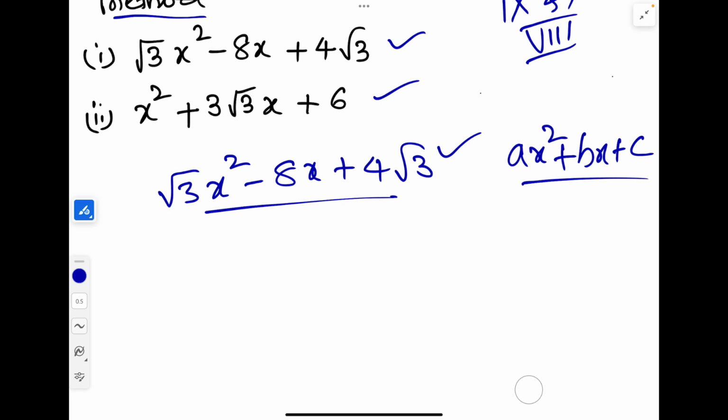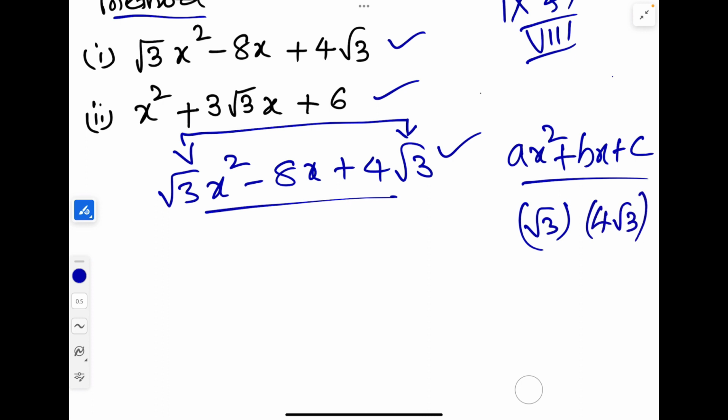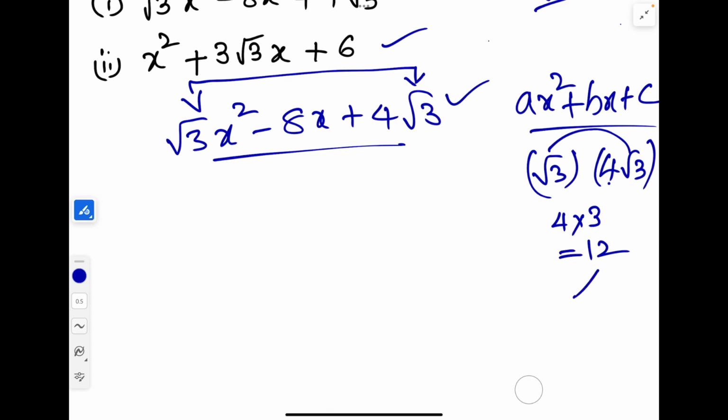The next step is coefficient of x square you multiply with the constant. So it will be root 3 into 4 root 3. What we will be getting? 4 into root 3 times root 3 is 3. So 12. Okay, now see 12, what are the factors? Whenever you multiply you should get 12. Whenever you add, you should get this middle term as minus 8.